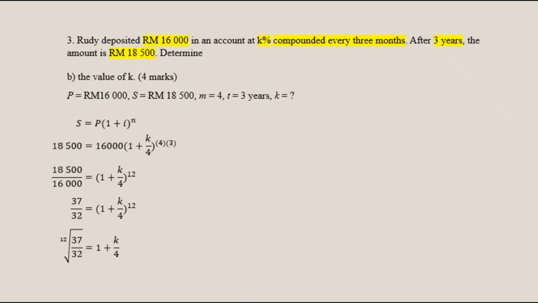After that, subtract 1 from the left hand side, and we will get k divided by 4 equals 0.01217198373. And then multiply the value by 4 and we will get k equals 0.0487.